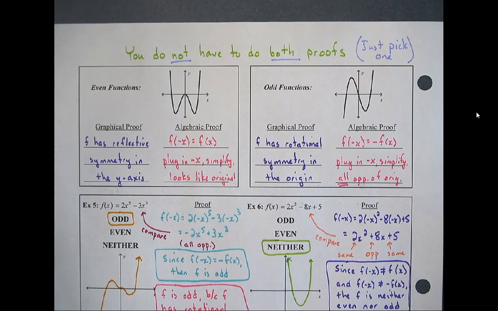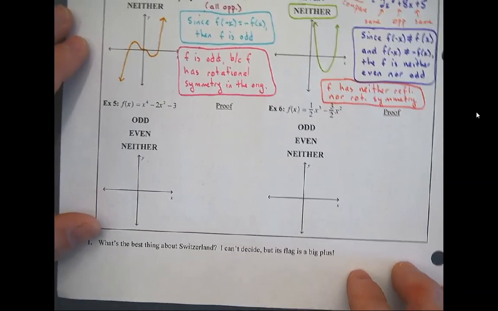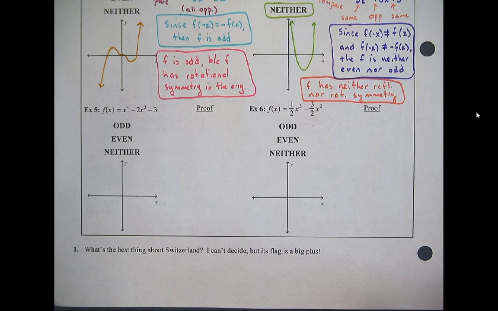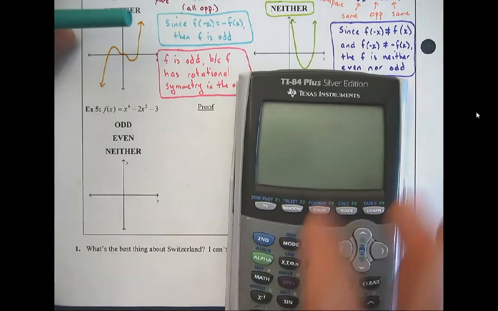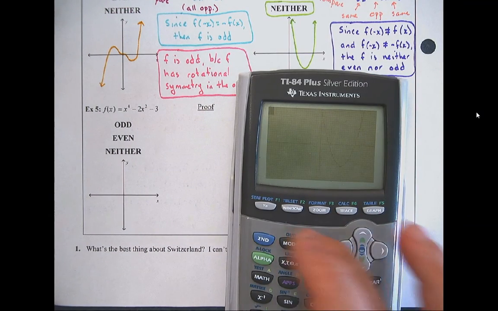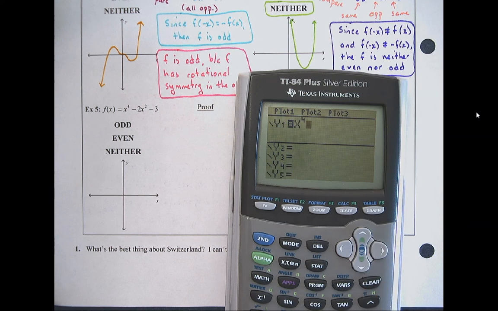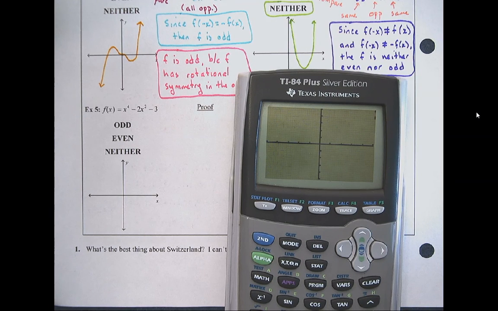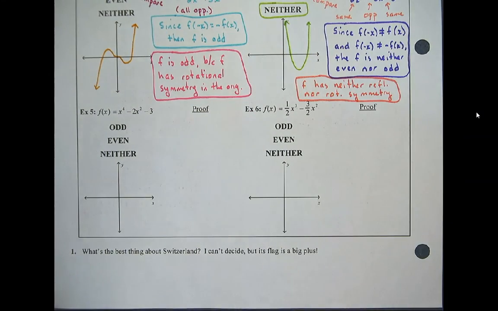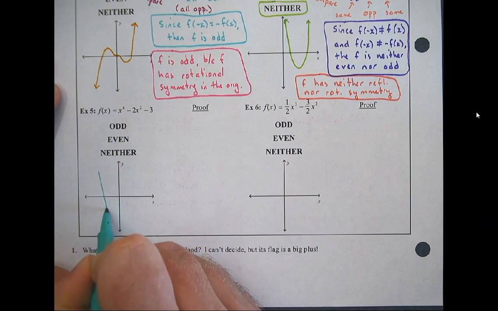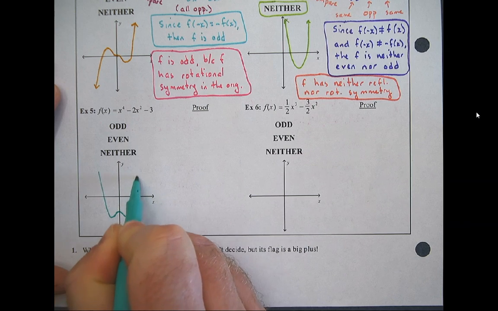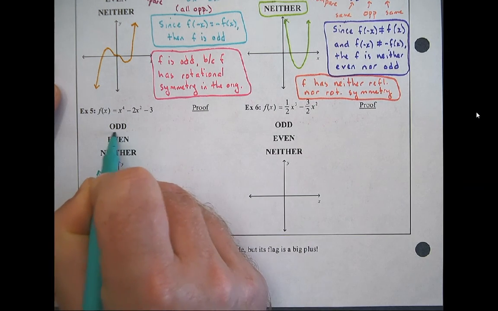All right, let's finish up these last two. You can kind of guess just by looking whether they're odd or even. But I'm going to graph this one just in case. I'm guessing this one's even. X to the fourth minus 2x squared, subtract 3. Yep, that's even. So I'm going to try to make a decent sketch of that. This is an even.